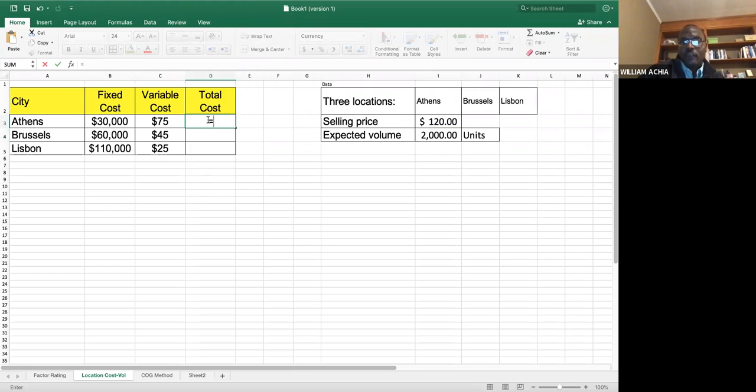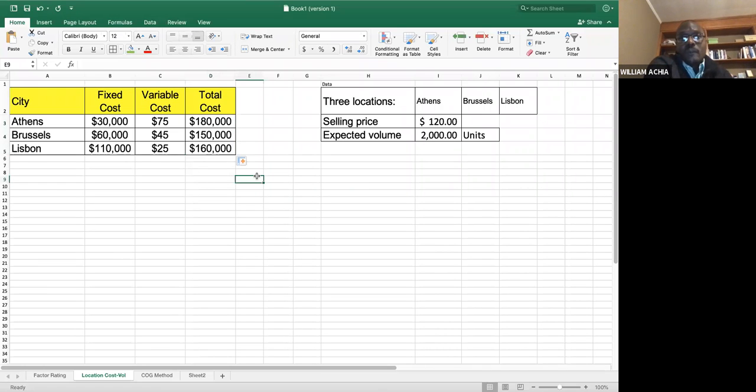So for Athens, we have our fixed cost, which is 30,000, and to that we add the variable cost multiplied by your expected volume. The variable cost is per unit, so you have to multiply it by the total volume to come up with the total variable cost. Combined, that gives you a total cost. I'm going to add some dollar signs here so that I can drag the formula down. You don't have to do this, but I find it easier.